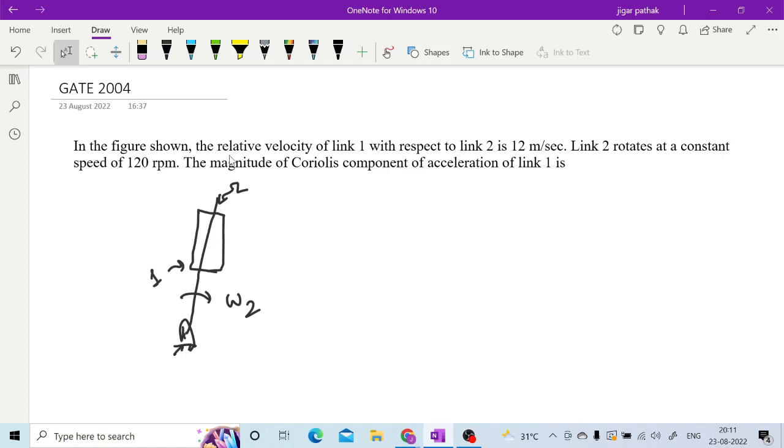In the figure shown, the relative velocity of link 1 with respect to link 2 is 12 meter per second. Link 2 rotates at a constant speed of 120 rpm. The magnitude of Coriolis component of acceleration of link 1 is. You have to calculate the magnitude of Coriolis component, and you have to type in numerical answer. So let me generate poll.